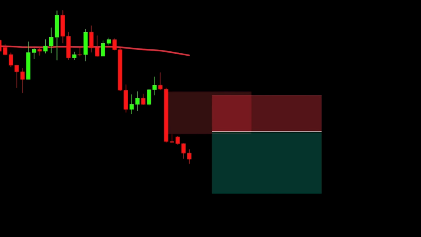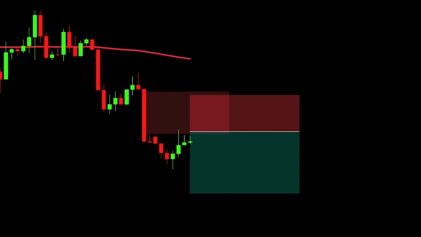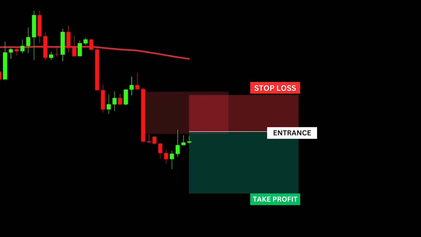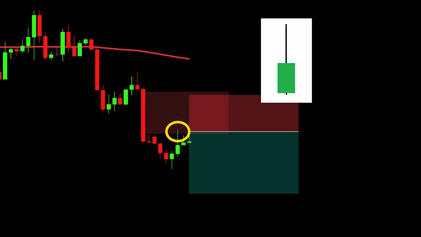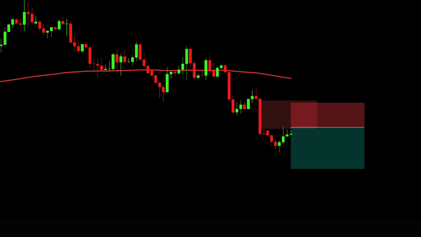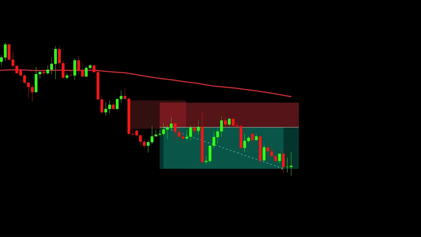We can say that the fair value gap would act as a magnet, pulling up the price and giving us an opportunity to enter the market at a better price level. A few hours later, the price tapped into the fair value gap, formed a long wick bearish candle, and our sell order was activated. As expected, the price continued its downward move and successfully hit our take profit.